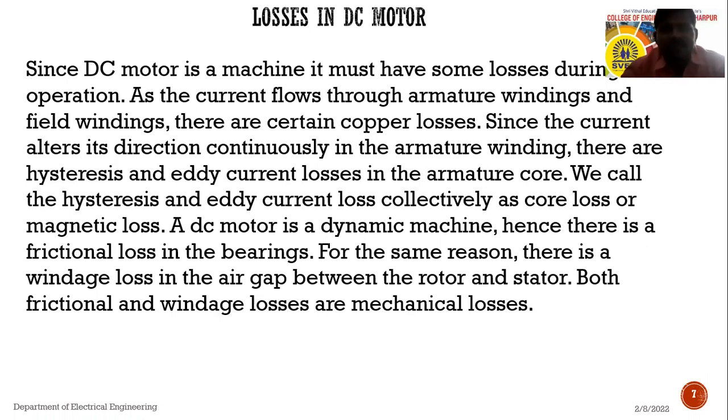As the current flows through the armature winding and the field winding, there are certain copper losses. The armature winding and the field winding have some resistance, so due to the armature and field windings there are copper losses.